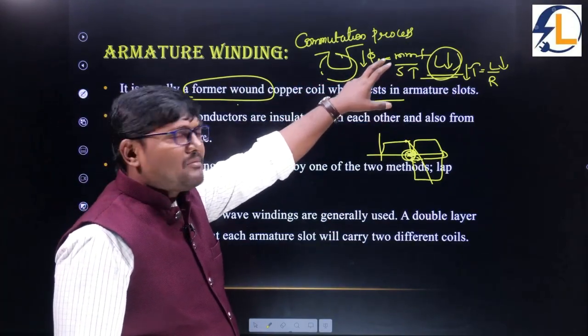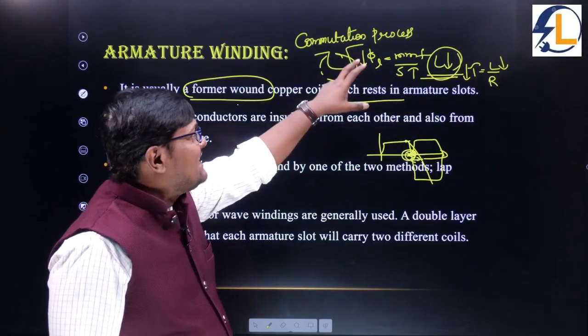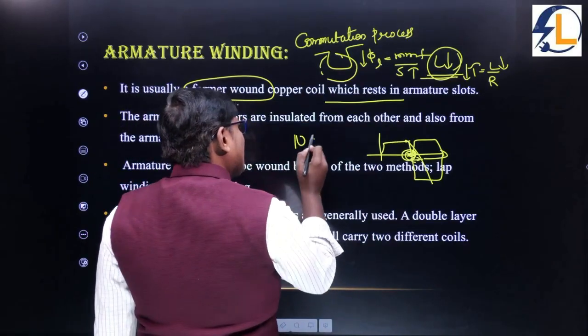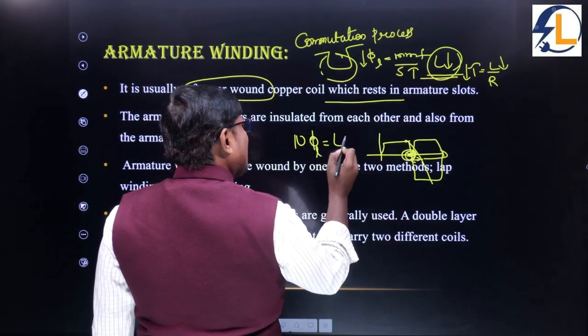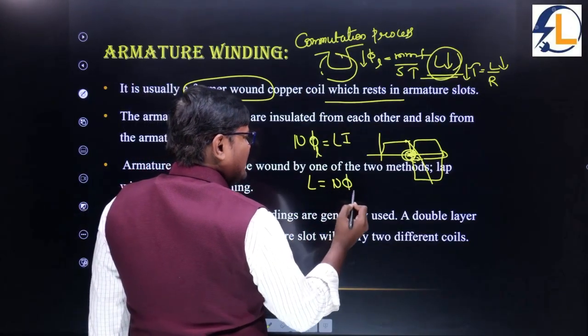Leakage flux is equal to mmf by reluctance. The reluctance offered by the open type of slots is more, so the leakage flux is less. If the leakage flux is less, what is the relationship, sir? N into phi L is equal to L into I. Have you forgotten this formula? Where L is equal to N into phi L by I.